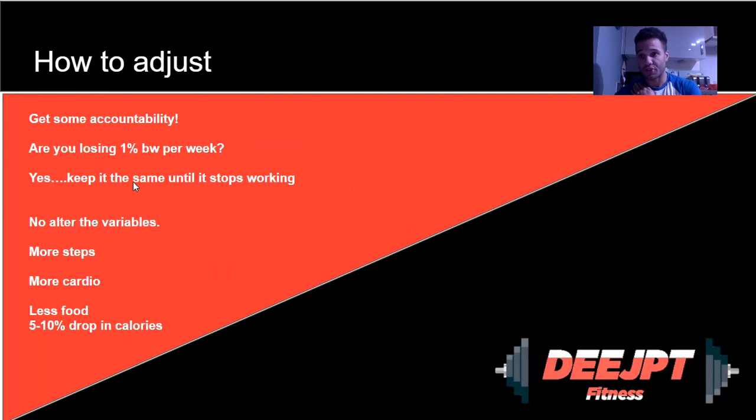Finally, it's how to adjust. So number one is get some accountability. So find somebody to hold you accountable. It could be a coach. If you invest and pay for somebody to hold you accountable, you are 10 times more likely to achieve your goal. It doesn't have to be.